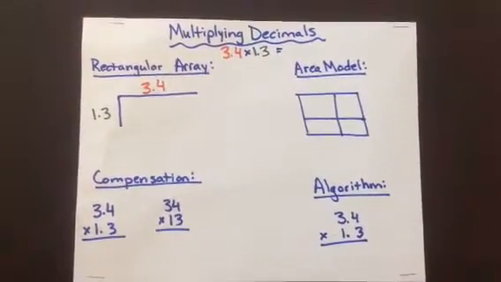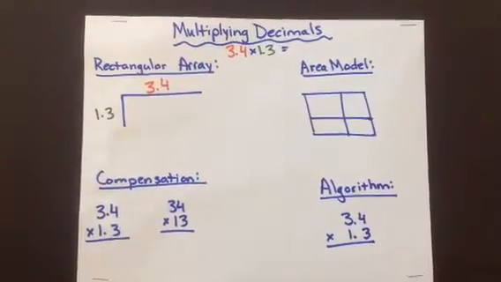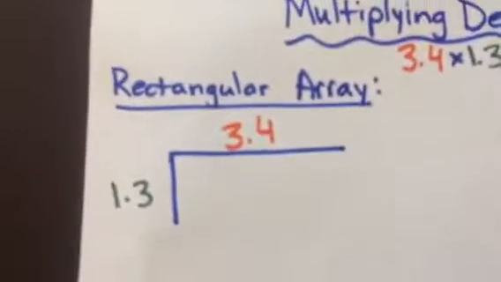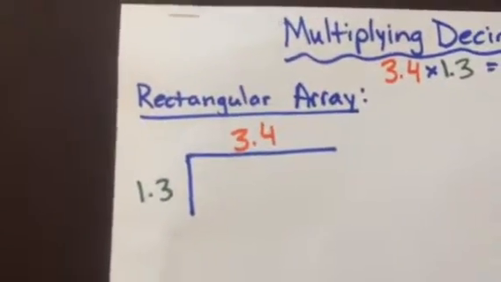I'm going to show you 4 different ways to multiply the same problem, 3 and 4/10 times 1 and 3/10. The first way is using a rectangular array, which is a conceptual model.